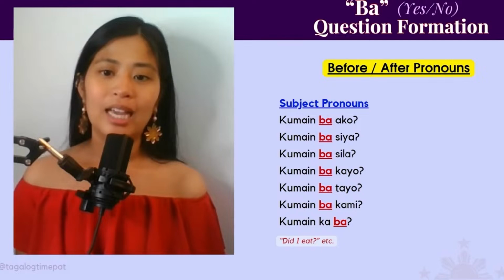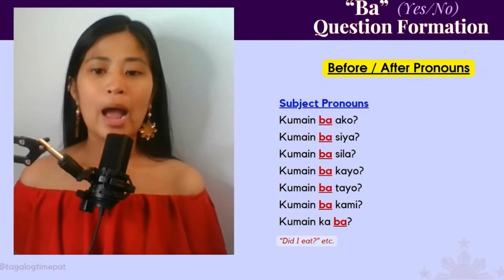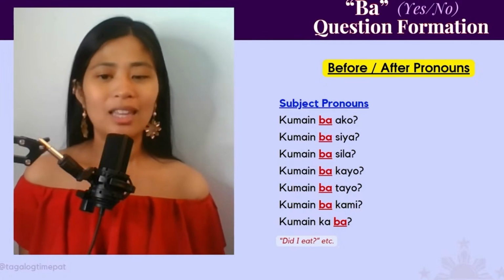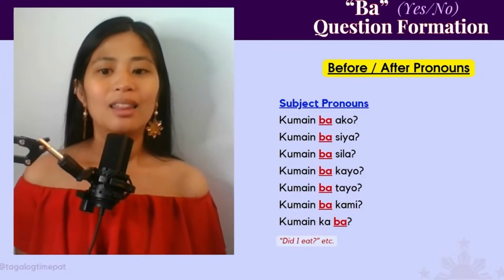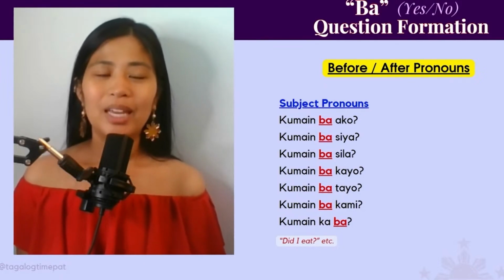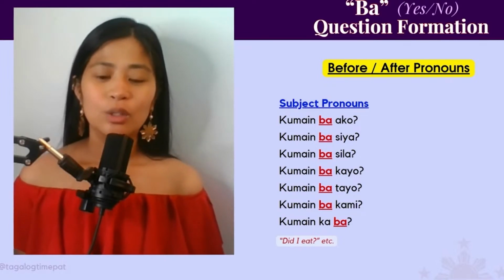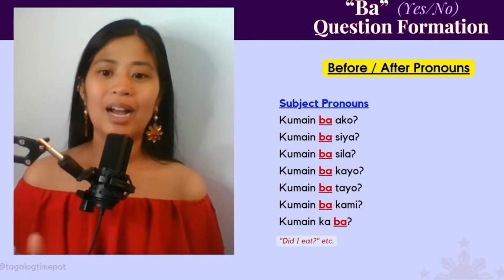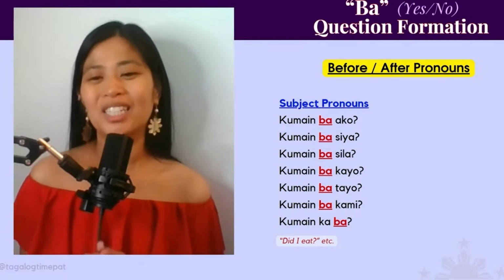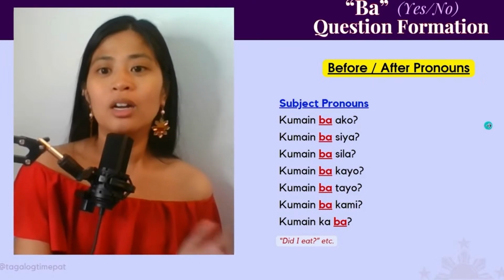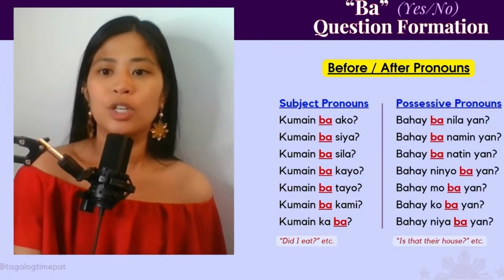Kumakain ka ba? And that's the only pronoun in the subject pronouns when ba would go after it. And I haven't found a rhyme or reason why this happens. Why is it ka has to go before the ba? It's just one of those things that has been a pattern in the Tagalog language. So just take note of that. Again, if you mix it up, if you happen to say kumain ba ka, that's not correct, but someone will correct you, hopefully. So don't be scared of making the mistake. Just know that there are certain times when ba goes before or after.